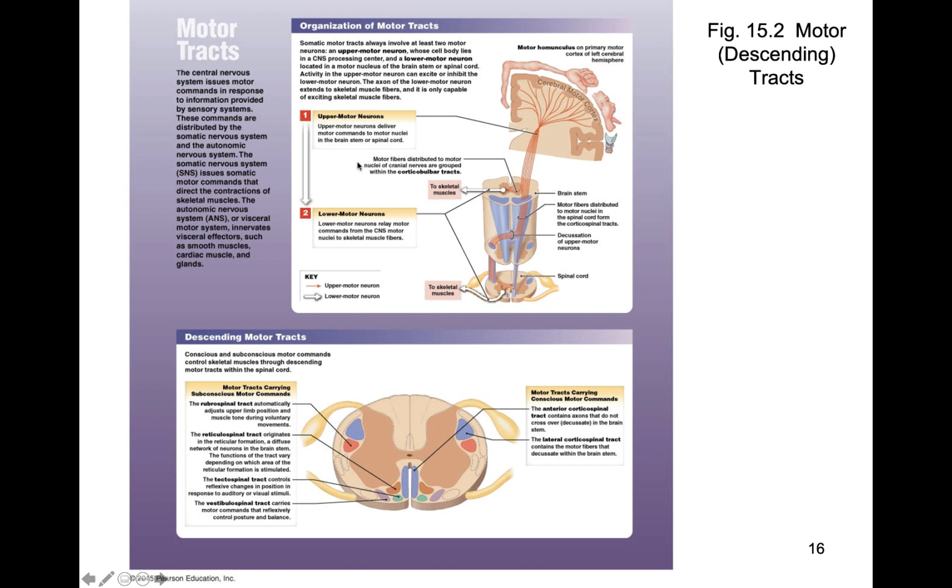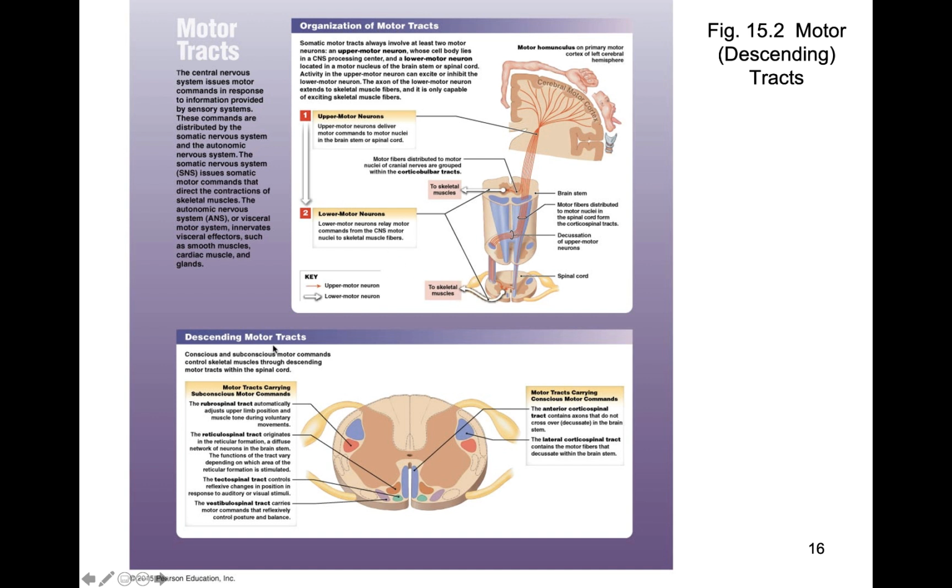So this is going to involve two motor neurons. So there's the upper motor neuron, and then there is the lower motor neuron. So the upper motor neuron can excite or send an action potential to the lower motor neuron, and then the lower motor neuron is going to relay that motor command to the skeletal muscle fibers. So this neuron that's located completely in the CNS is known as an interneuron. So that's the upper motor neuron. It's going to excite the lower motor neuron, and that's going to send the command to the skeletal muscles.